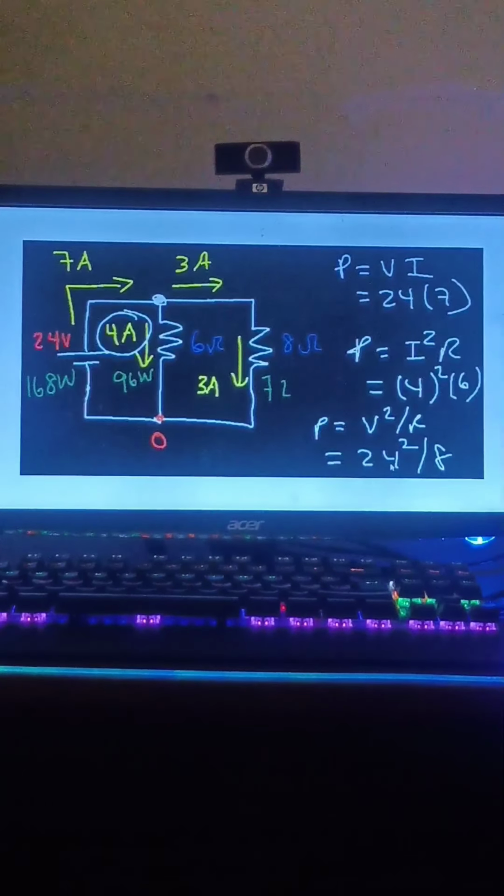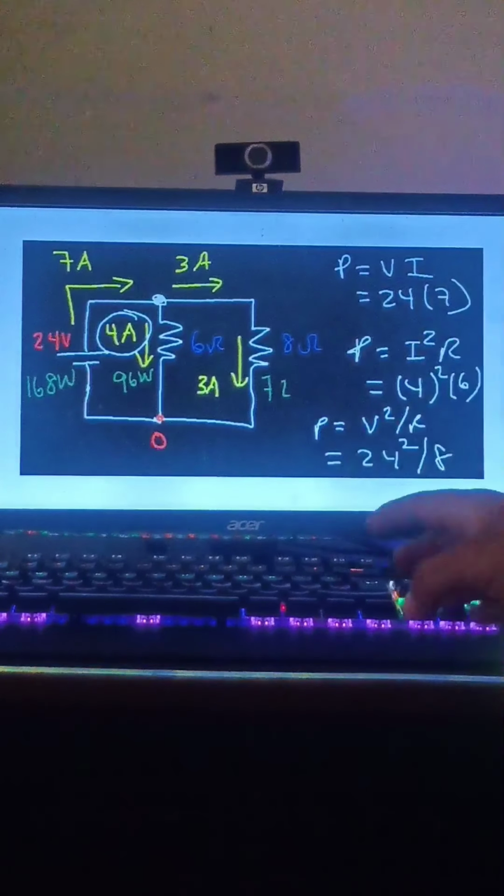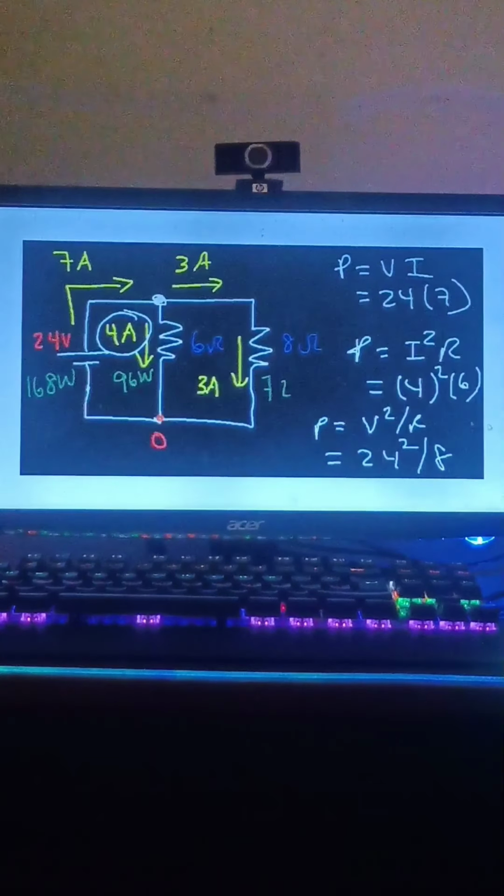So this can be done by shortcut. 24 divided by 8 is 3. So 3 times 24, we get the answer of 72. That is the power absorbed by this resistor. Okay, so in series, we have voltage drops, and the power is distributed.